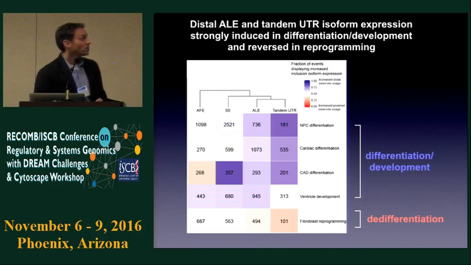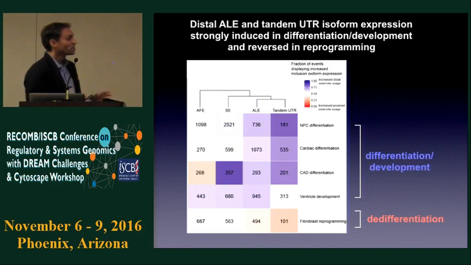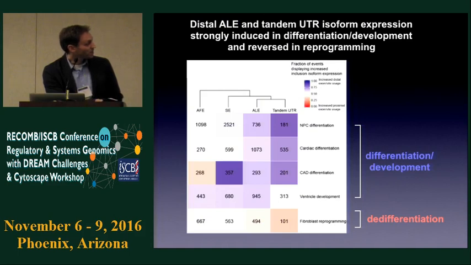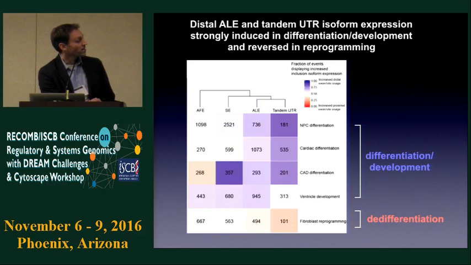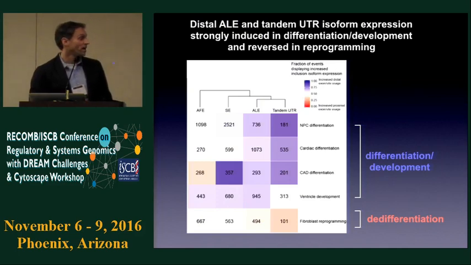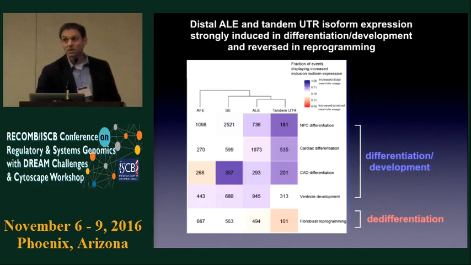Okay. And we also looked in published RNA-seq data from a variety of other systems where there might be some expectation. Here we looked not only at the ALEs, but also at these tandem UTRs and a couple other types of isoforms. What we found is that in neural precursor differentiation into neurons, there's a shift toward distal tandem UTR and distal ALE. In cardiac differentiation and CAD differentiation, which I showed, as well as at least distal ALEs in cardiac ventricle development. And then in a system where you're actually de-differentiating cells, in fibroblast reprogramming, you shift back more toward the proximal isoform in both cases.